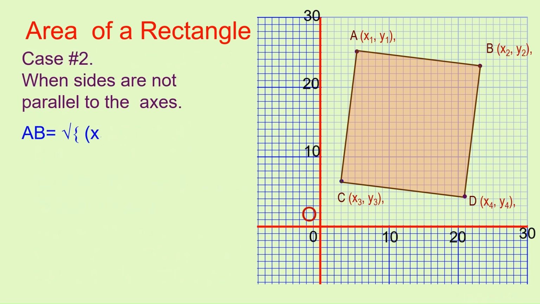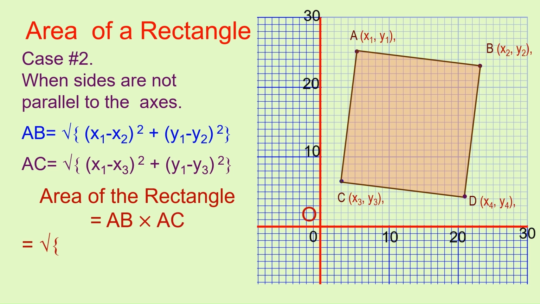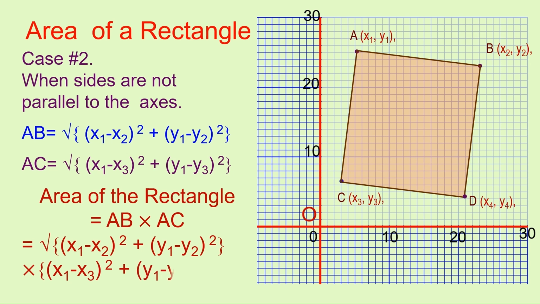Using the distance formula, AB equals square root of x1 minus x2 whole squared plus y1 minus y2 whole squared. AC equals square root of x1 minus x3 whole squared plus y1 minus y3 whole squared. Area of the rectangle equals AB times AC equals square root of x1 minus x2 whole squared plus y1 minus y2 whole squared, times square root of x1 minus x3 whole squared plus y1 minus y3 whole squared.